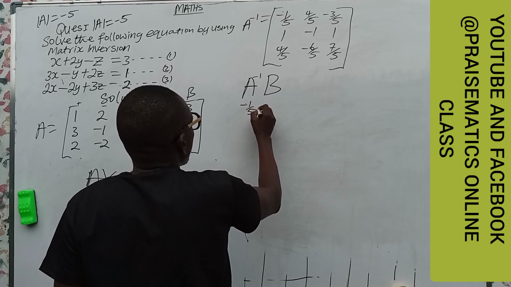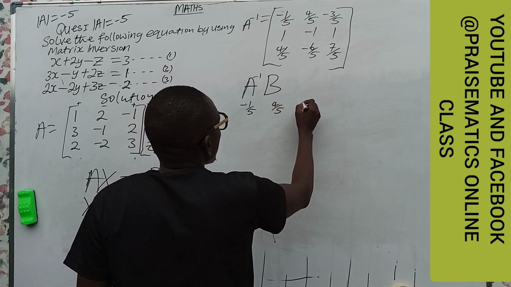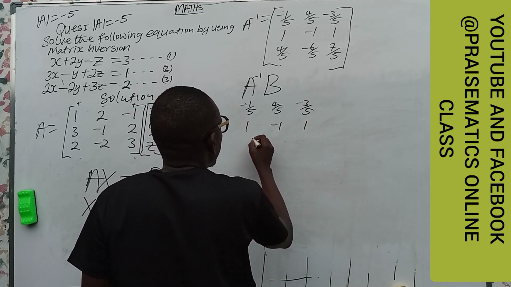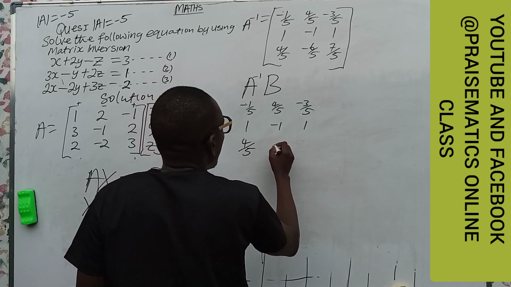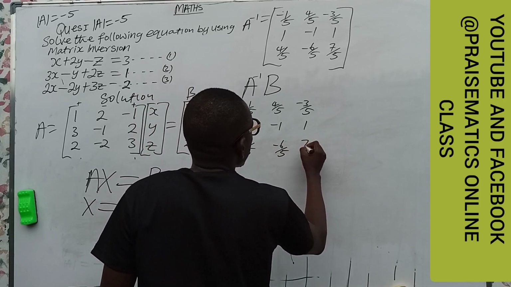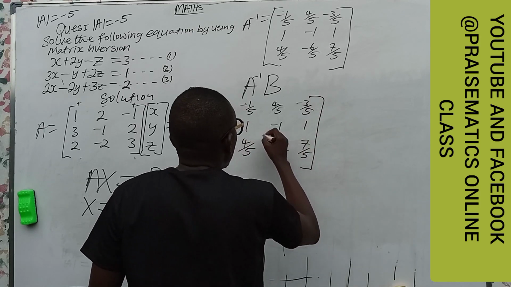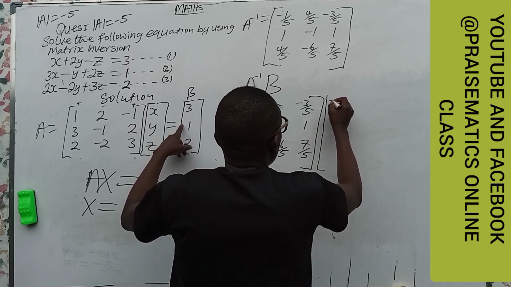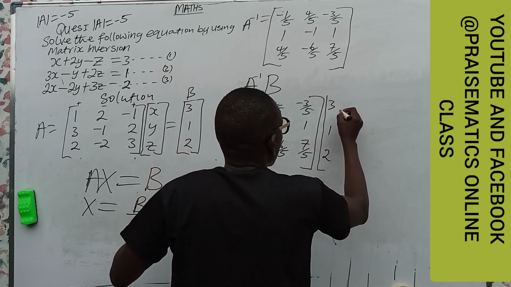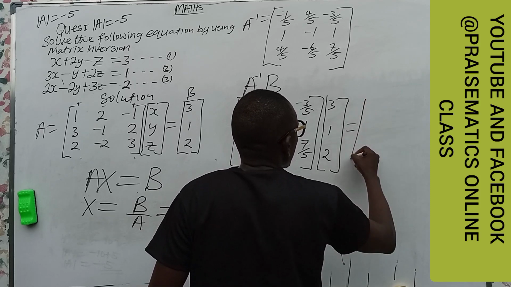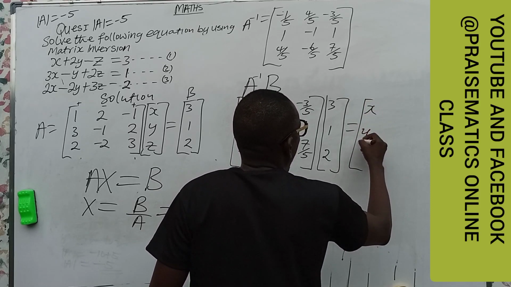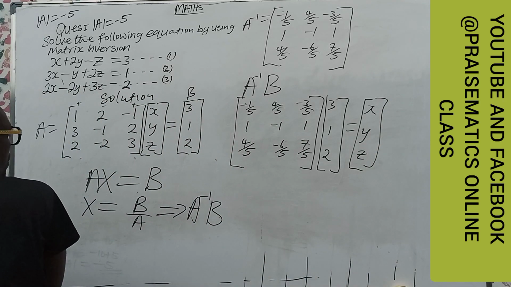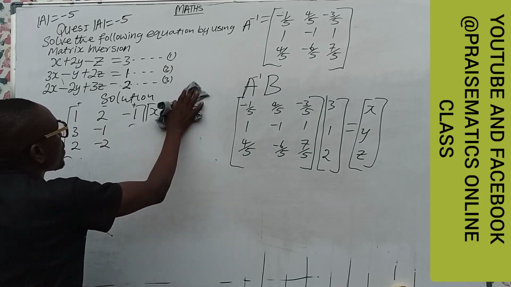Meaning: minus 1 over 5, 4 over 5, minus 3 over 5; 1, minus 1, 1; 4 over 5, minus 6 over 5, 7 over 5, multiplied by B. Our B is 3, 1, 2. It is equal to what we are looking for, X, Y, Z. So let's do the multiplication here.